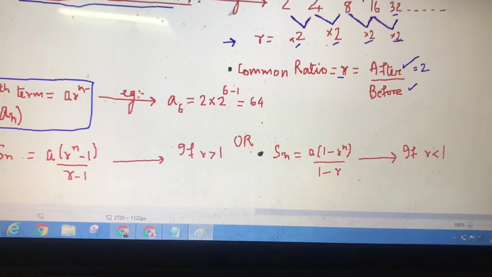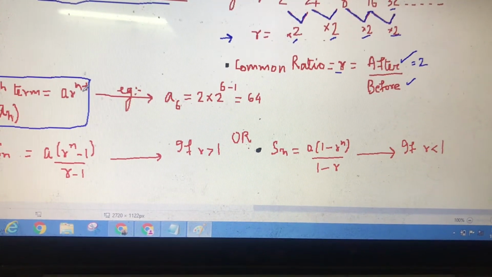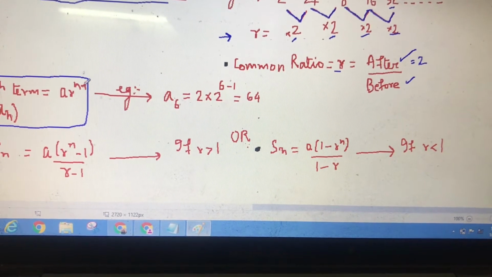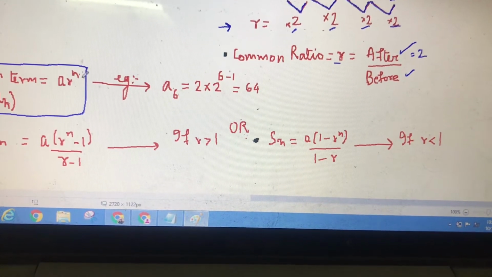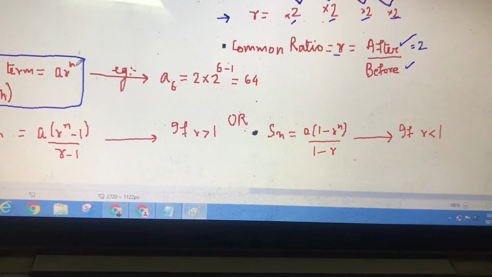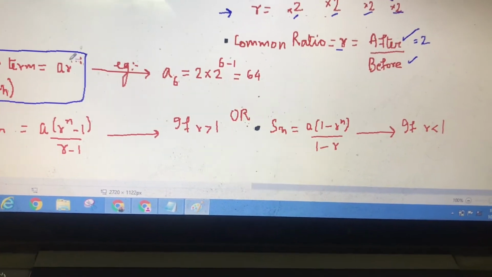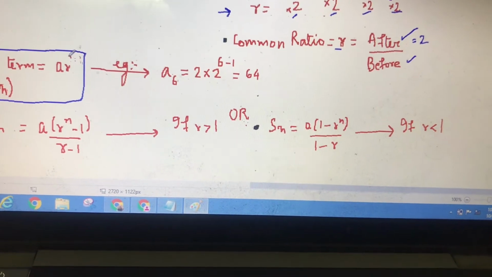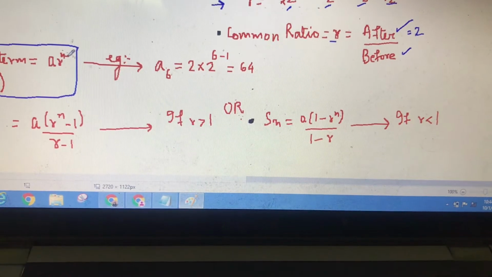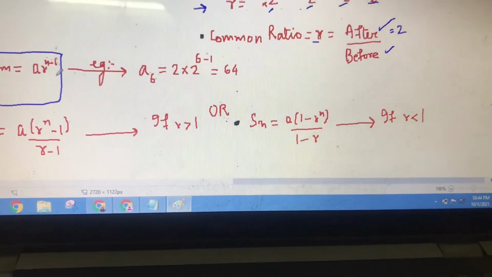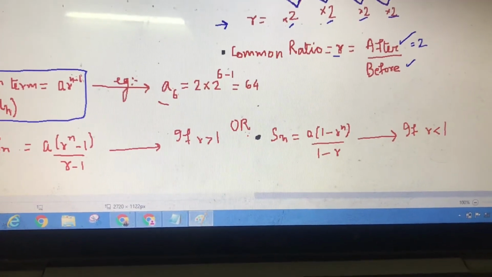Wait a minute. This is not visibly clear actually. Let me write this again. So a into r raised to power n minus 1. Understood? Clear?